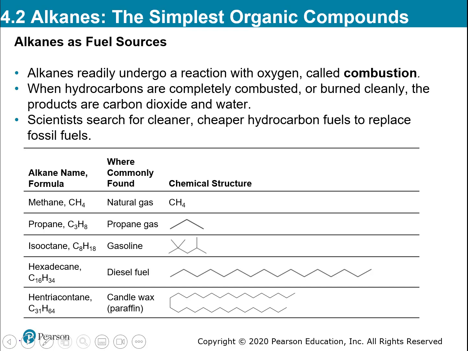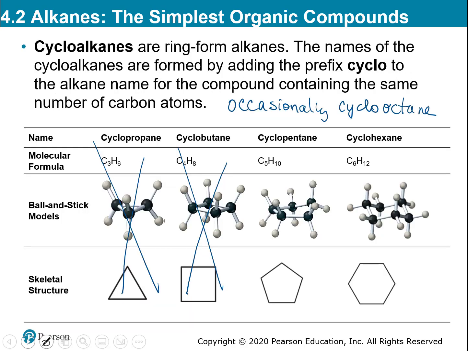Whatever. Okay, but now if we go even larger, there's hentriacontane, which is 31 carbons in a chain. So this is like wax, like candle wax. It's a really huge long chain of carbon, okay? So just other examples, because I was telling you that they're used primarily for fuel.